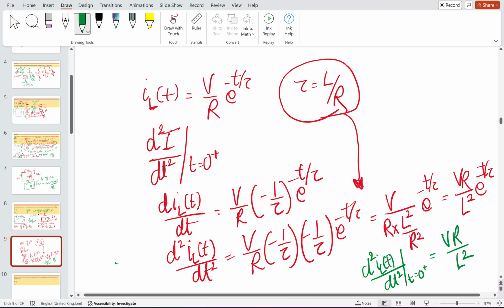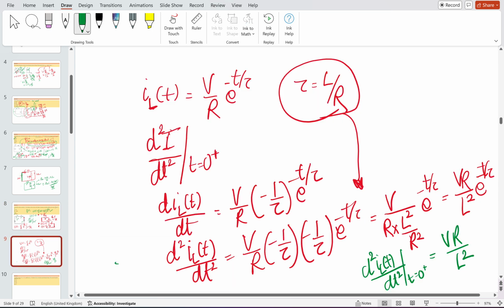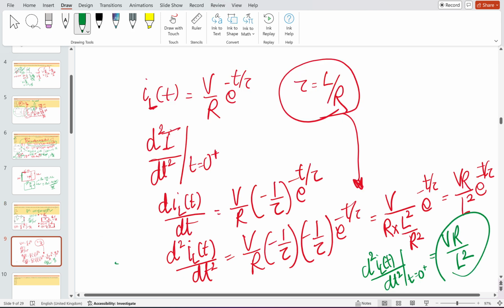Minus V R by L square. It is actually matching with option D, but why is it coming negative? V by R e to the power minus t by tau, okay, at t equal to 0 is equal to V by R. That's true. Check it by yourself that it is actually coming out to be V R by L square. Okay, maybe some differentiation problem.